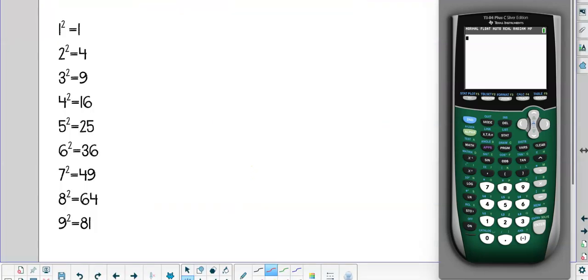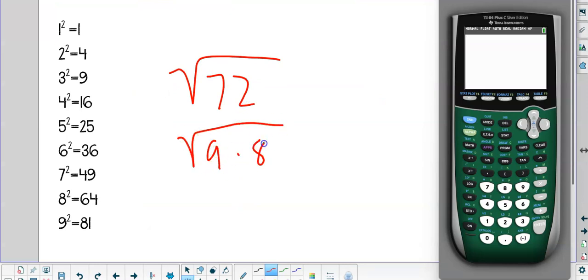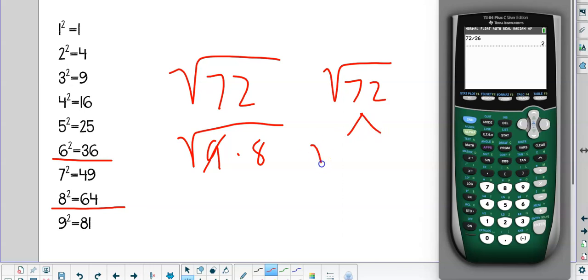72. So square root of 72. I know that 9 times 8 works, but I'm curious if something bigger than 9 works. So I'm going to use my calculator, and I'm going to start with something obviously lower than 72. It's probably even going to be lower than half, so I'm going to start with 36. 72 divided by 36. Oh yeah. So this one was too small. But the square root of 72 can be written as the square root of 36 times 2. So 6 square roots of 2.